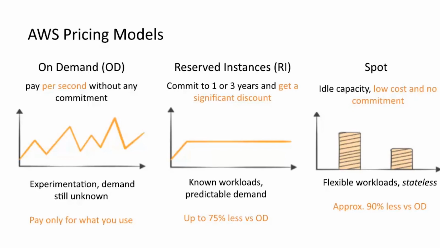A reserved instance is a coupon. You don't need to change your architecture. You don't need to relaunch the instance. You just go and commit in the console, you commit to AWS to that capacity, to that instance.